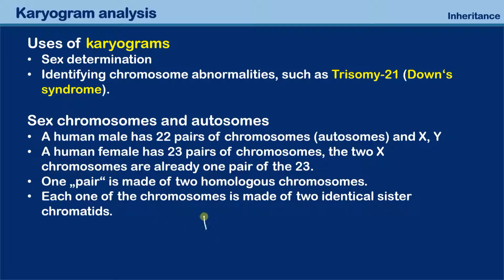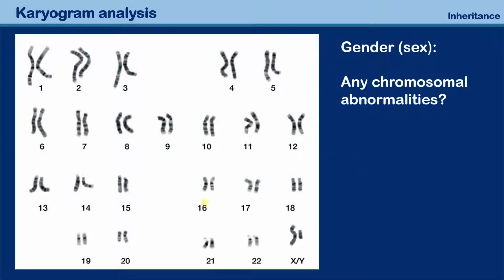A very brief drawing over here. Homologous chromosomes have the same size, have the centromere at the same location, and have the same genes. These two are sister chromatids, and these are referred to as homologous chromosomes. So for example, if you have over here eye color, then there must also be eye color on the homologous chromosome. But let's look at a karyogram and let's see what we can see over here.